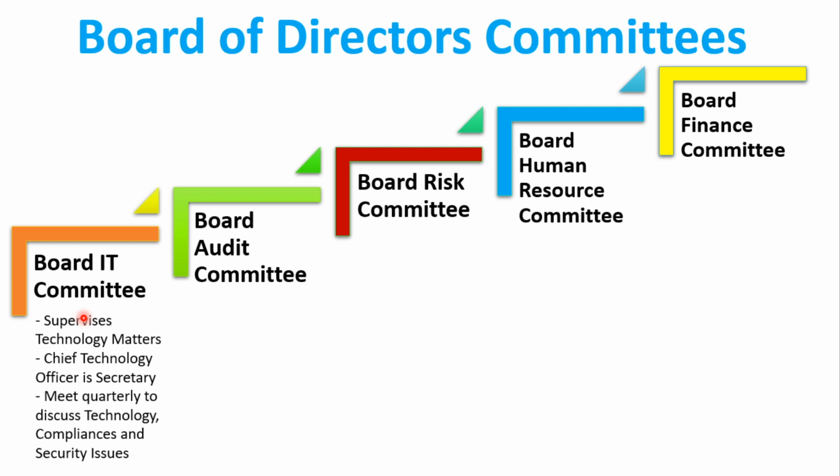We have different committees to discuss in this video. Board of directors basically form different sub-level committees in order to run the affairs of the company. Like for example, the board information technology committee, board audit committee, board risk management committee or board risk committee, board human resource committee, and the board finance committee. This is the broader overview of the committees.